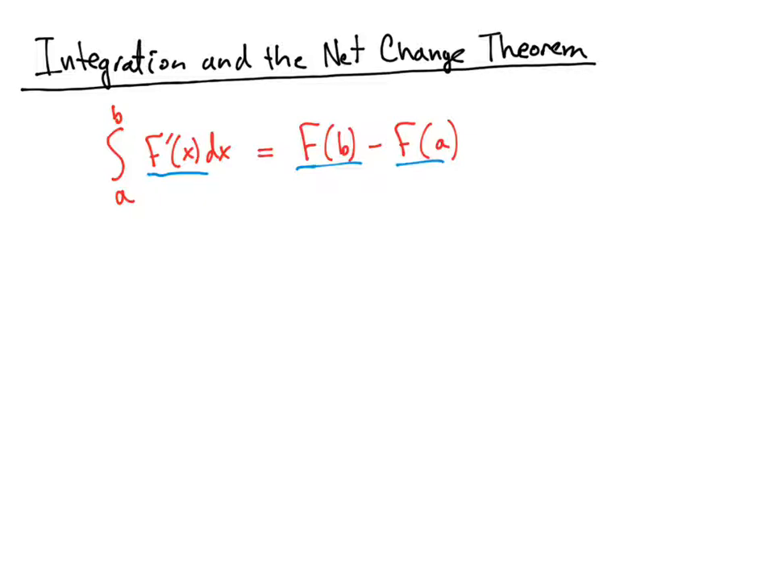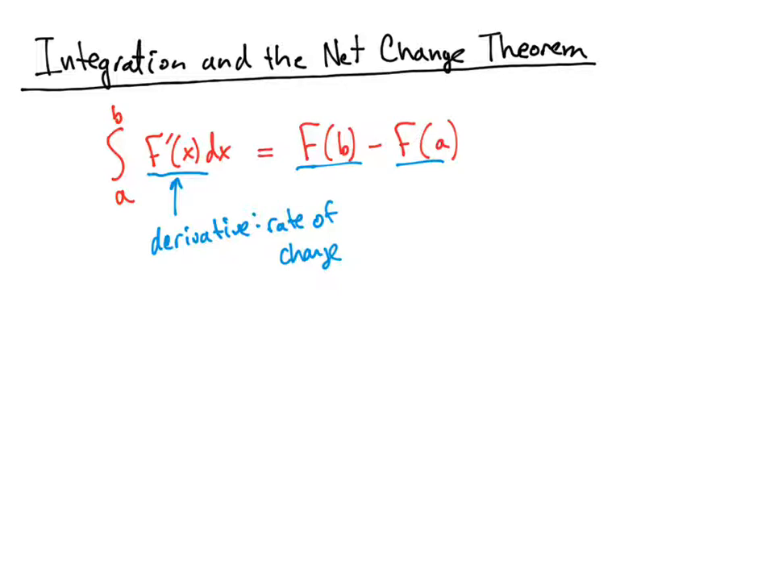Now this looks a lot like the fundamental theorem of calculus, and it is essentially the same thing, but we're just going to interpret it slightly differently. So inside the integral, what we have is a derivative, and what we know about a derivative is that this is a rate of change. Specifically, how is a function changing?